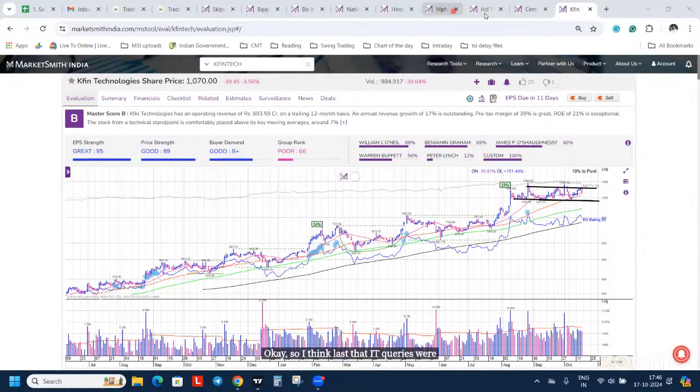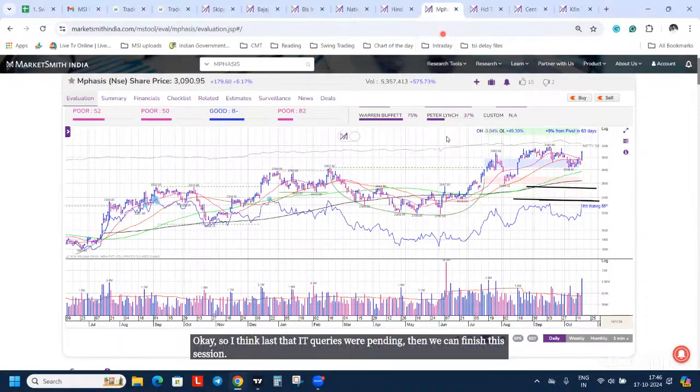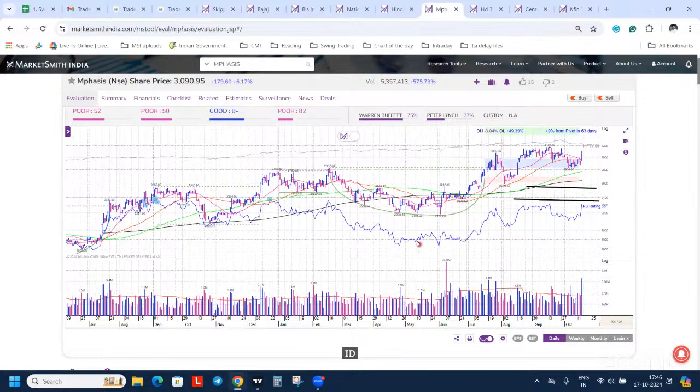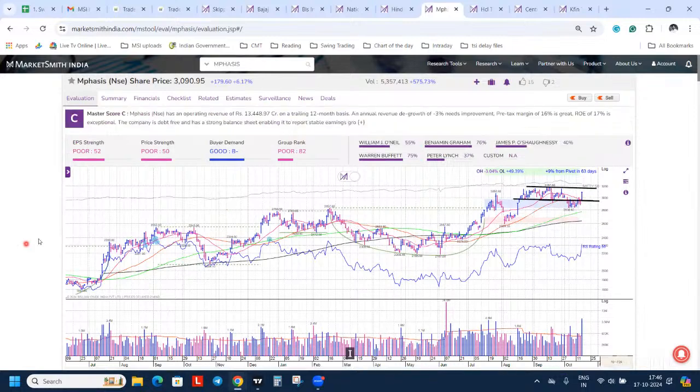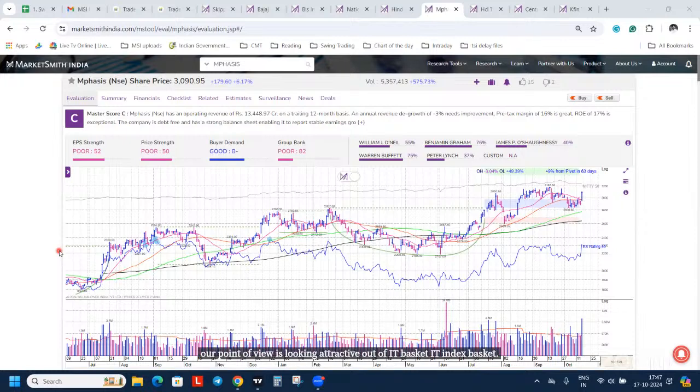IT means the four IT stocks you're asking about, right? I have already mentioned them: Infosys, HCL Tech, Tech Mahindra, and Mphasis. At least from our point of view, these are looking attractive out of the IT index basket. I think we have covered everything. Yes, we have finished covering. Let's wrap up the session here.